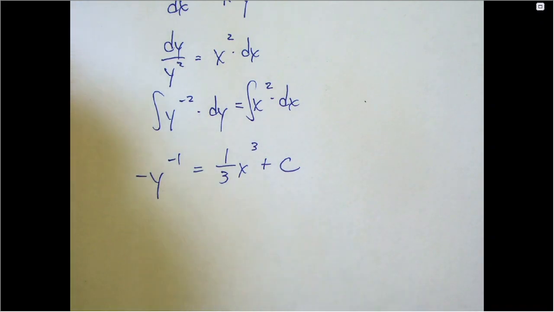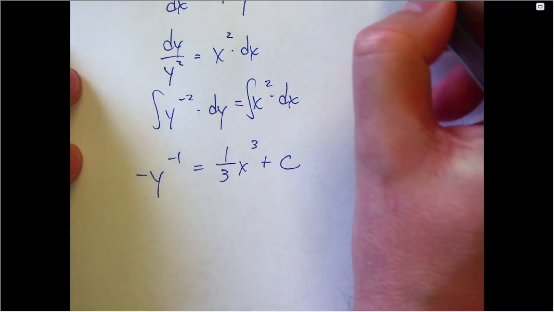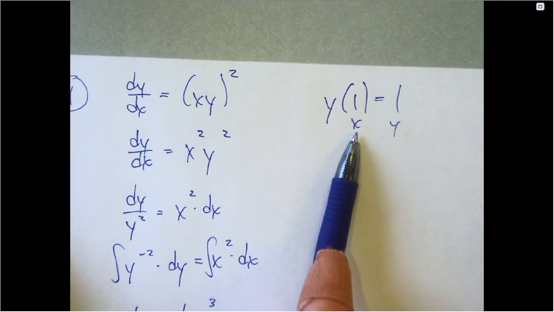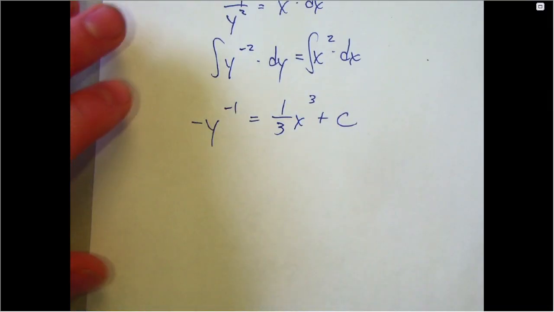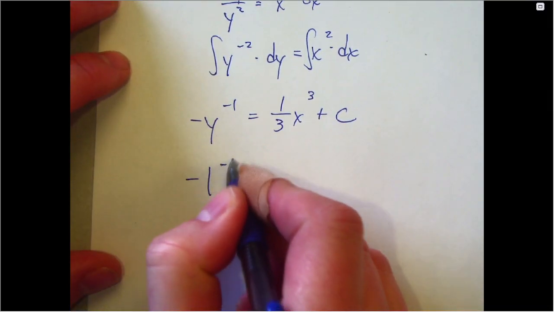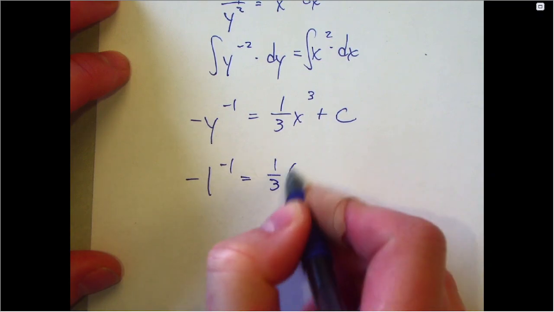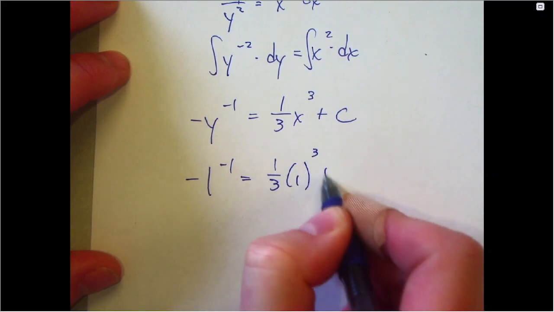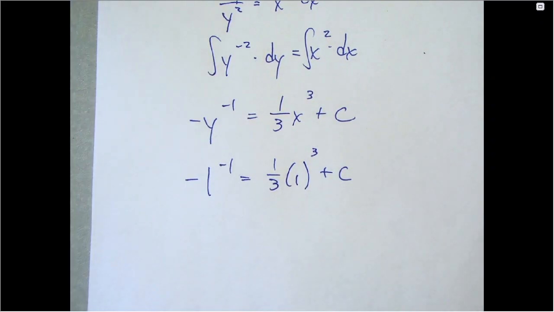But let's say we find c first in this one. So I'm gonna plug in x is 1, y is 1, because they told me y of 1 equals 1. So I'm gonna plug in 1 for x and y and find c here, and then we'll solve for y. Maybe the next problem I'll solve for y and then find c. You gotta do both. Just pick one and do it first, then do the other.